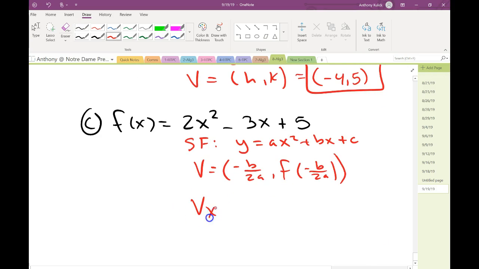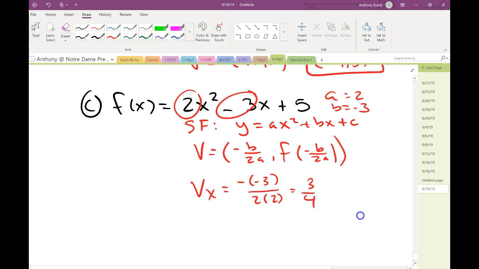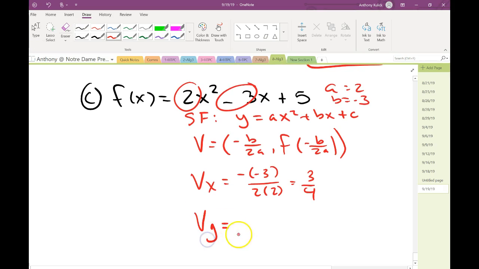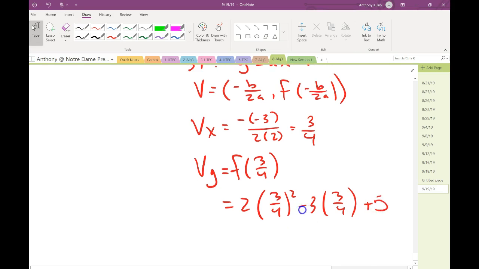So to find the x-coordinate, I need to identify my a and my b. My a here is 2, and my b is negative 3. So I have negative of negative 3 over 2 times 2, or 3/4. To find the y-coordinate then, I'm going to do f of 3/4. That means I'm going to have 2 times 3/4 squared minus 3 times 3/4 plus 5.